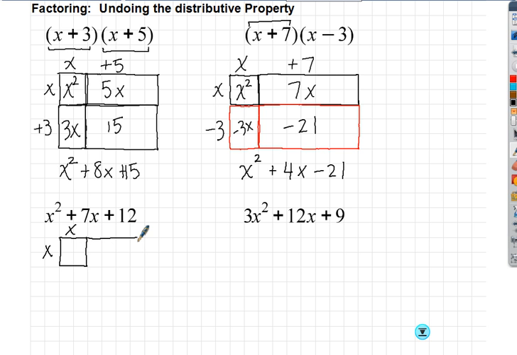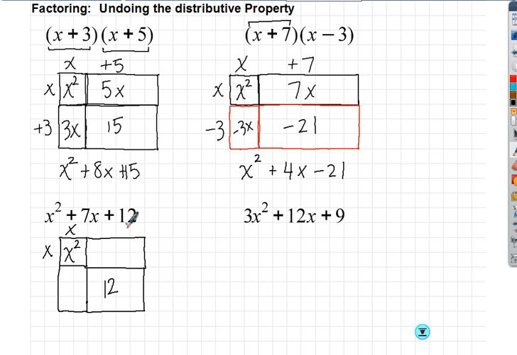Now we have some piece where we have to figure out the area of this piece, the area of this piece, and the area of this piece, right? So if I look back at these examples, I see this was 15, and that represented this area. This negative 21 represented this area. So I know right off the bat that this piece is 12, and I know that this piece is x squared, just by looking at these two terms.